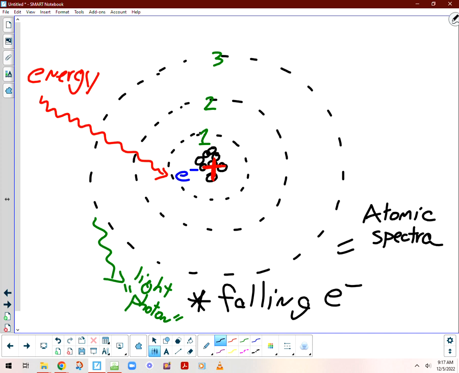We use those patterns to identify what elements make a light source. Whether it's from a light bulb, whether it's from a star, that's how we can tell what elements are present in anything that's giving off light.